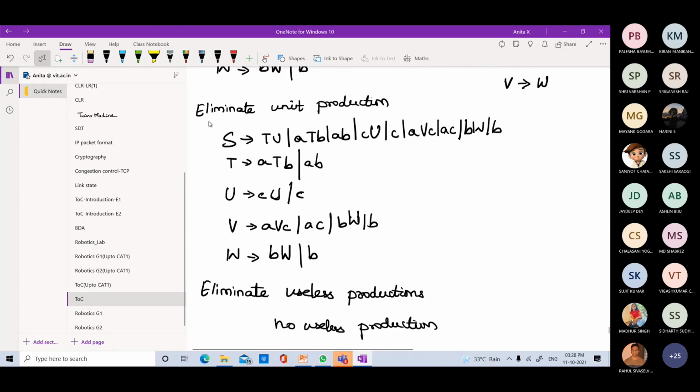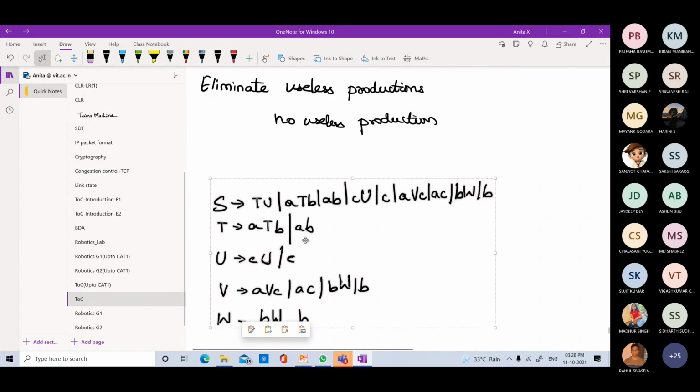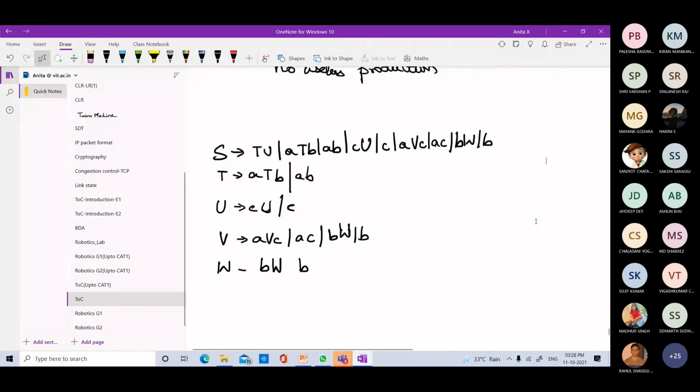Now we can proceed with converting this grammar to Chomsky normal form. So this is the simplified grammar, and this simplified grammar should be converted to Chomsky normal form. So what is Chomsky normal form? In Chomsky normal form, all the productions should have either two non-terminals on the right side or only one terminal on the right side.